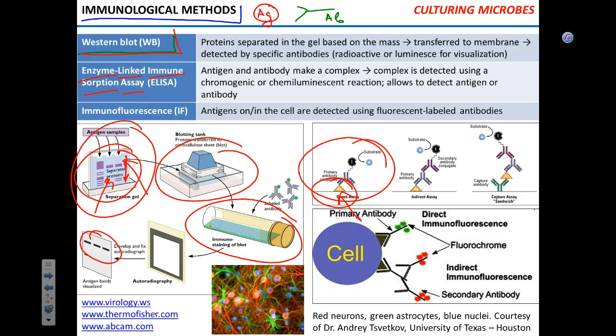There are different types of ELISA. I'm not going to ask you those different direct, indirect, sandwich ELISA. Not really interested. But the basic concept, you have interaction between the antigen and antibody, and that complex of antigen and antibody can be detected. Does that make sense? ELISA is really simple.